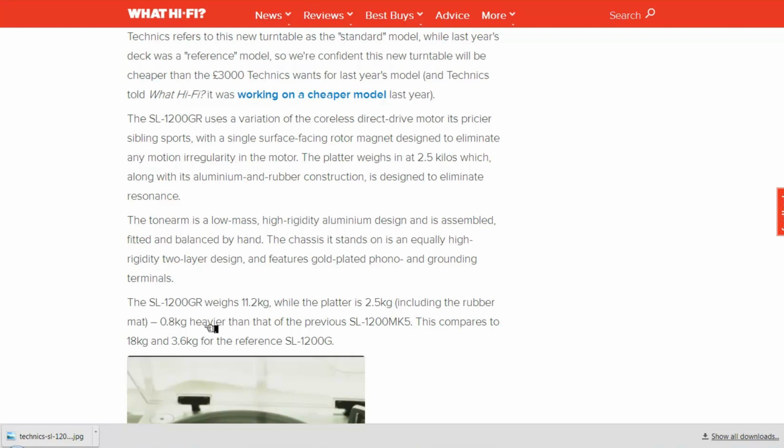and so it is 0.8 kilo heavier than the previous SL-1200 MK5, yeah. But it is way lighter than the 18 kilogram reference SL-1200G. I'm not sure why this SL-1200G is so heavy, but it is a difference of almost 7 kilo. Also, the platter is 3.6 kilo. Yeah, so I think it's well.